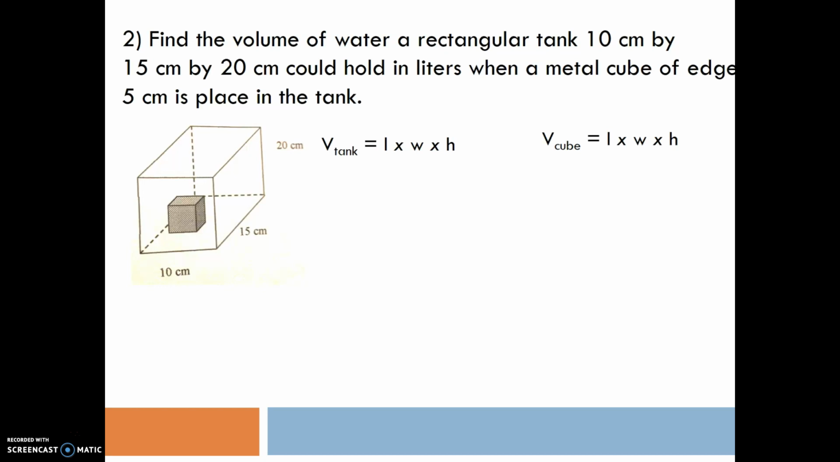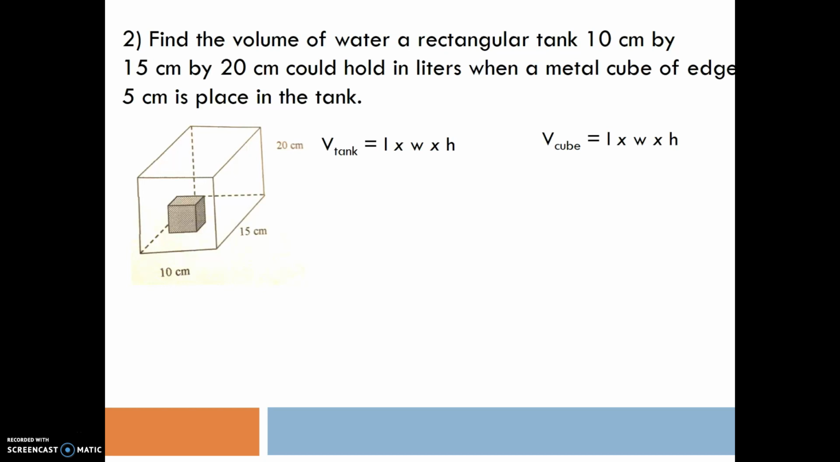Okay, well, hopefully you could see that what we're going to need to do is find the volume of the tank first, and then we're going to need to subtract the volume of the cube. Since that cube is taking up space in the tank, that's all space that water would not be able to be. So we're going to find the volume of both, and then we're going to subtract. So let's find the volume of our tank first.